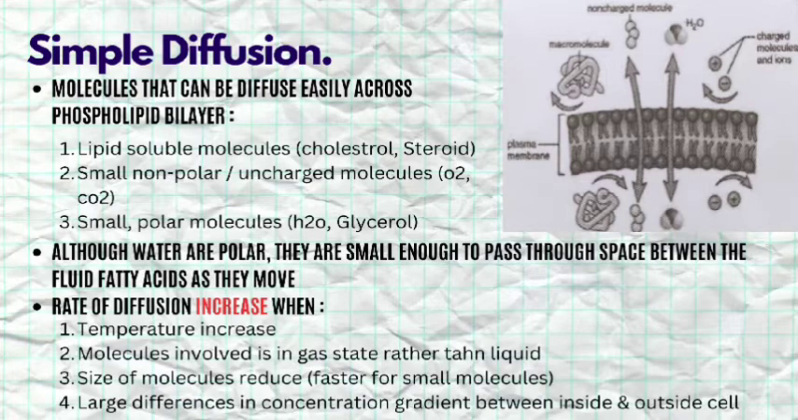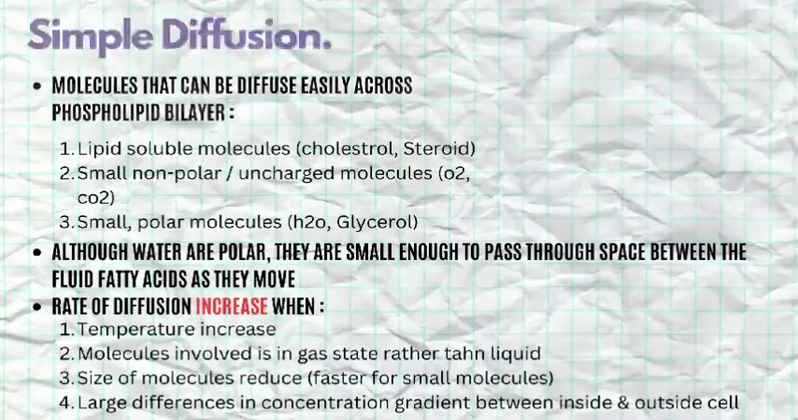Rate of diffusion increases when the temperature increases, when the molecules involved are in gas state rather than liquid, when the size of molecules reduces. And the last one, large differences in concentration gradient between inside and outside the cell.